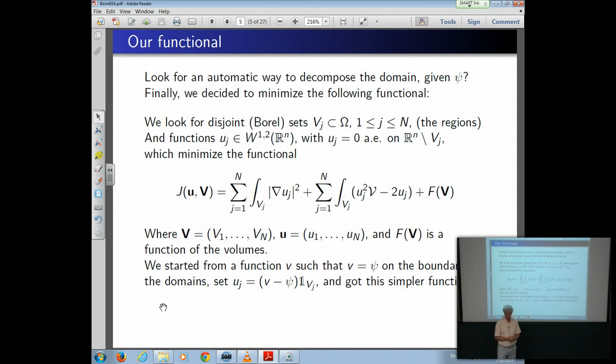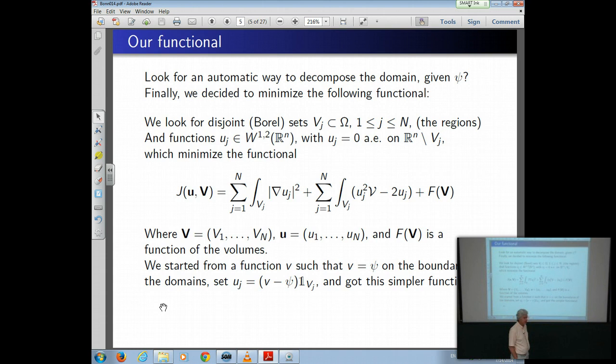So before, the function was forced to be equal to the landscape function on the boundary of a domain, and now it's forced to be zero on the boundary of the domains. And this is why you get this, okay? So it's some computation that we did with the operator.